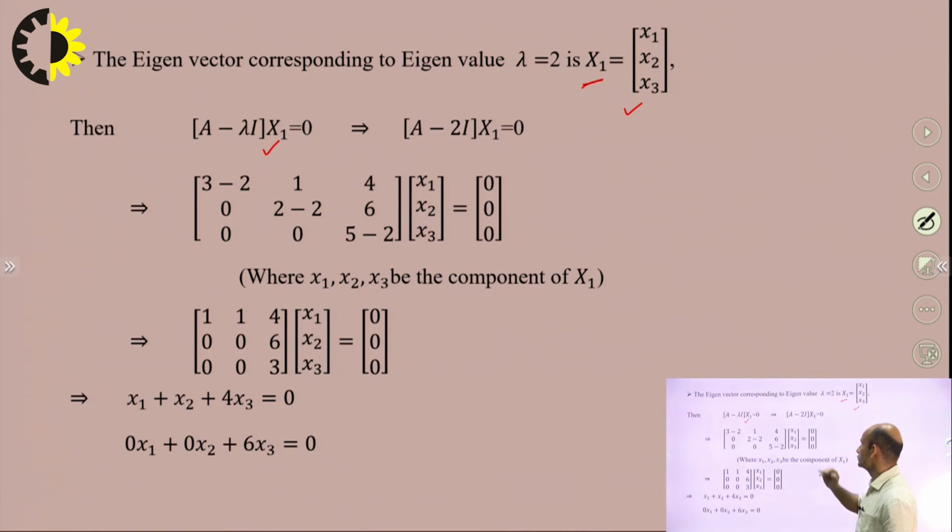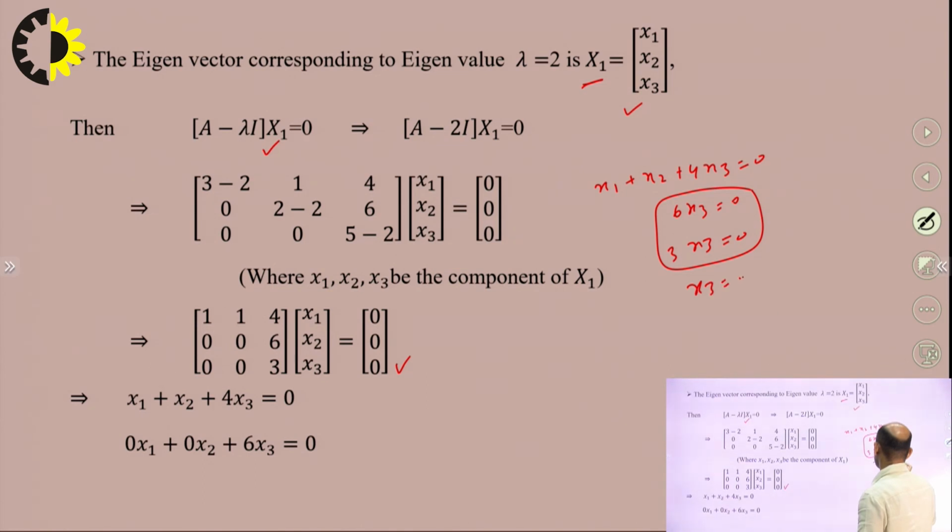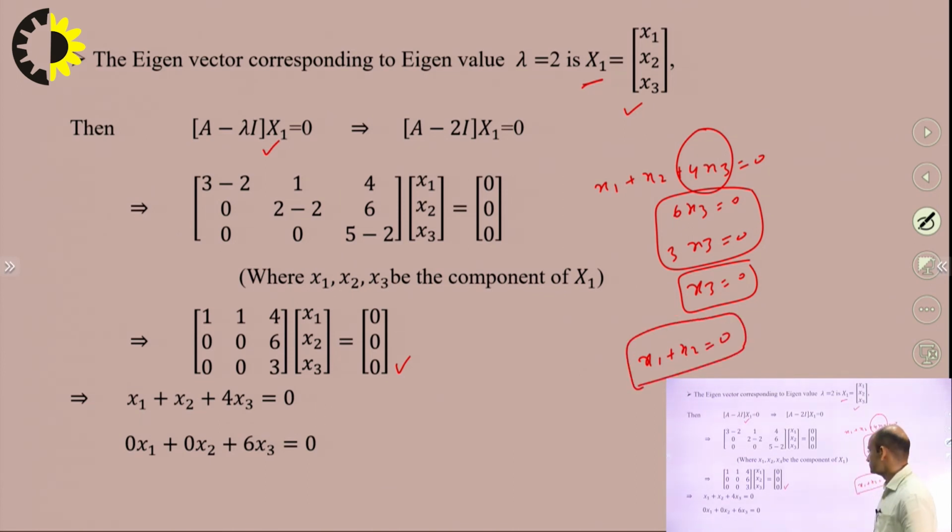After putting the values of lambda and A, we get this system of equations. From this system, the first equation will be x1 plus x2 plus 4 x3 equals 0, and we have 6 x3 equal to 0, and we have 3 x3 equal to 0. So from this we see that x3 is 0. After putting this, we get x1 plus x2 equals 0. So here we have x3 as 0 and x1 plus x2 will be 0. So first we have to assume any of x1 or x2 as some arbitrary number.